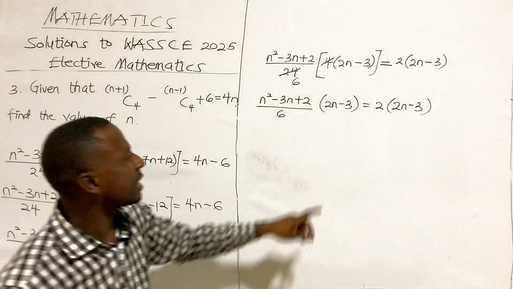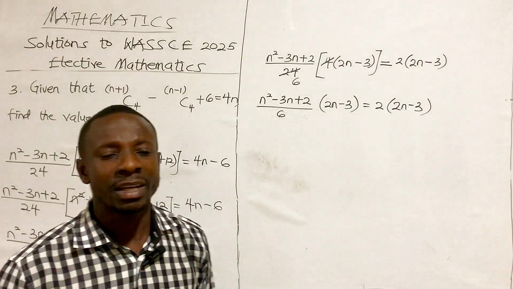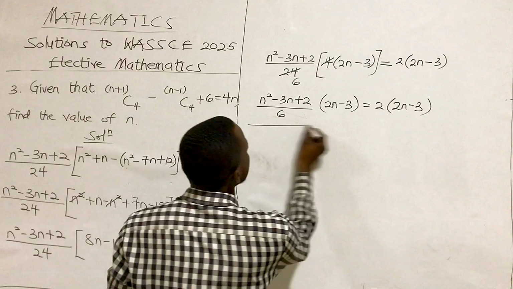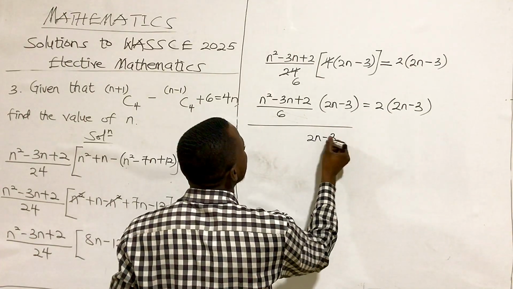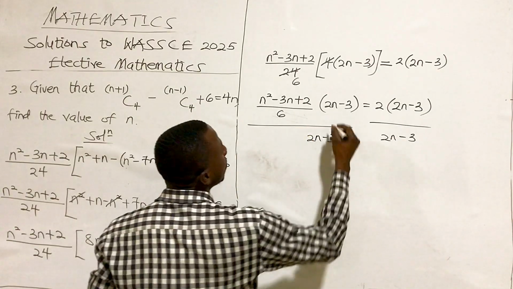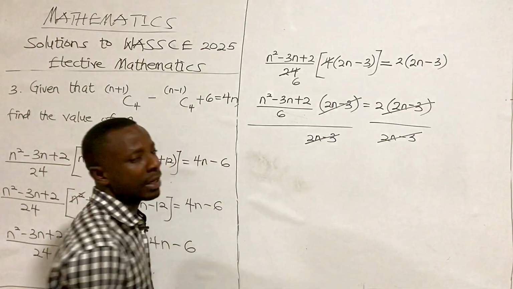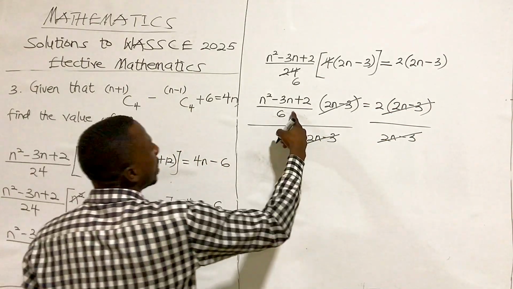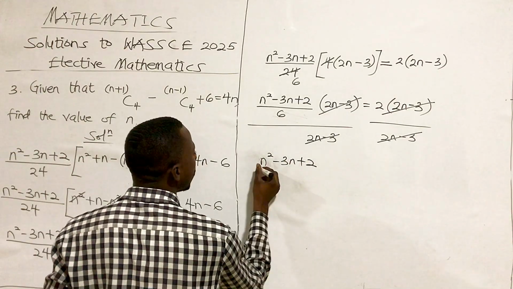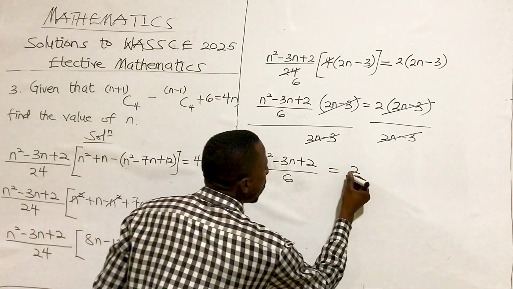From here we could see that there is 2n minus 3, another 2n minus 3, and we have an equal to here. This means we can divide here by 2n minus 3 and also divide here by 2n minus 3, so that this can take off, this can also take off. It will cancel out. Then it will be left with n squared minus 3n plus 2 over 6 is equal to 2 over 1.